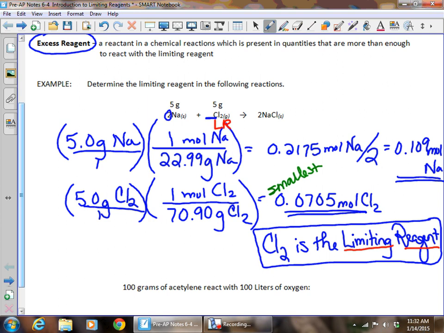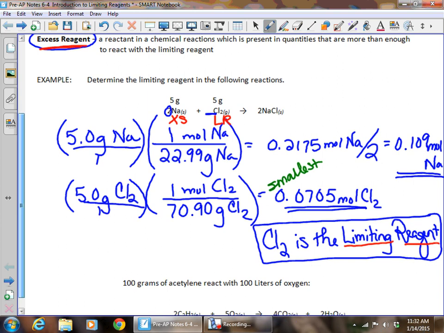Sodium then would be the reagent that's left over at the end. Chlorine will be used up, sodium will be left over, and we call that the excess reagent, remember. And believe it or not, excess is abbreviated XS. So you're going to abbreviate the excess reagent with XS. So that's what I want this problem to look like when you're done.